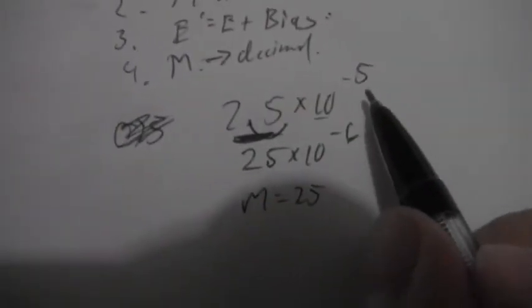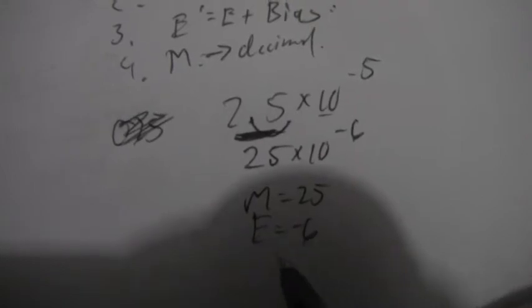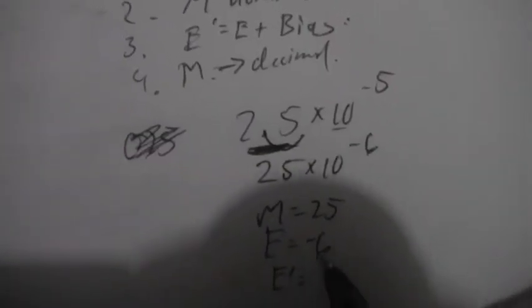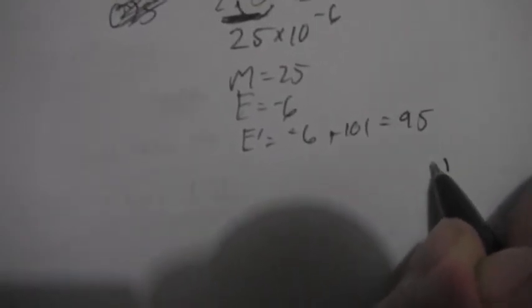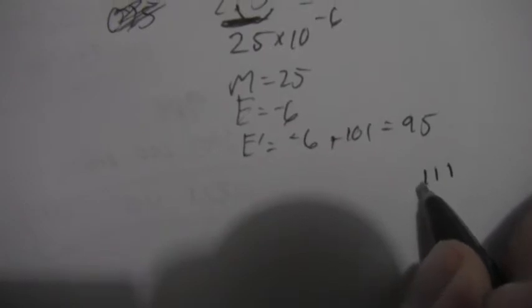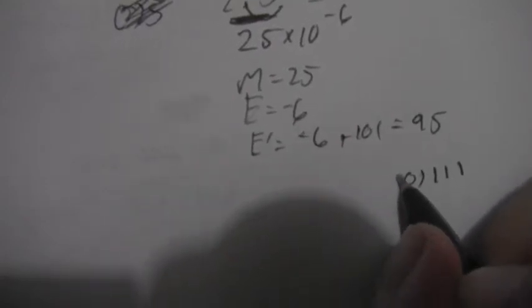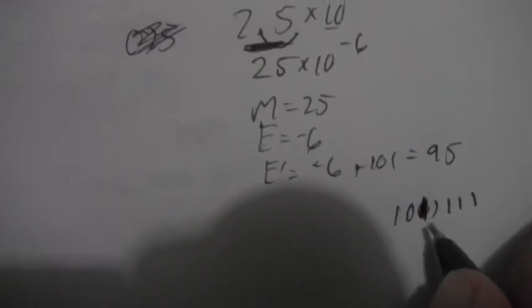So your mantissa is 25, your exponent is negative 6. E prime is your exponent plus the bias, which is 101. That is 95. Now you express the exponent in binary. So that's 1, 94 over 2 is 47, 1, 23, 1, 11, 1, 0, 1, 1, 0, 1. Let me check that real quick.